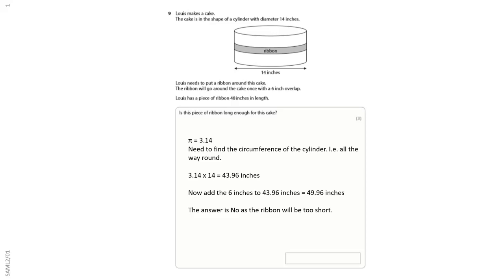Now, all you need to do in this particular case is, it's 3.14 times 14, and then you have your answer of 43.96 inches. Then just add your 6 inches to that, and that gives you your total amount, 49.96. So the ribbon in fact will be too short. So it's not as complicated as it looks.